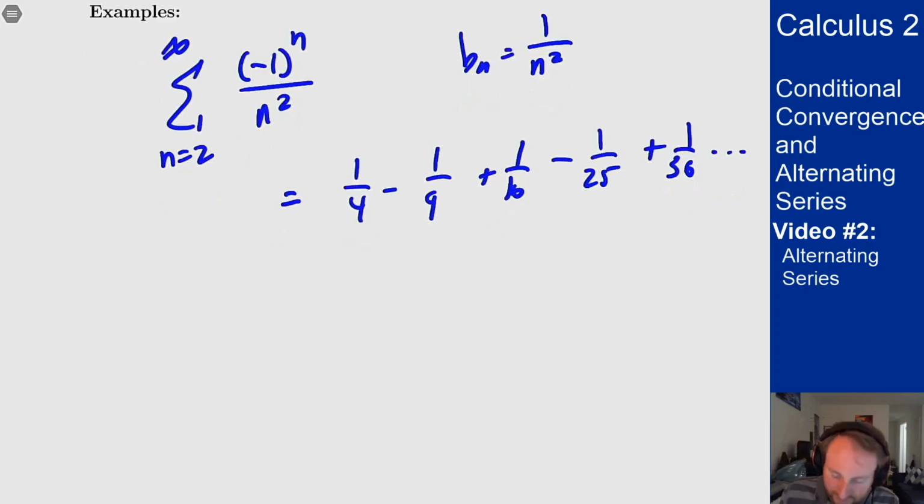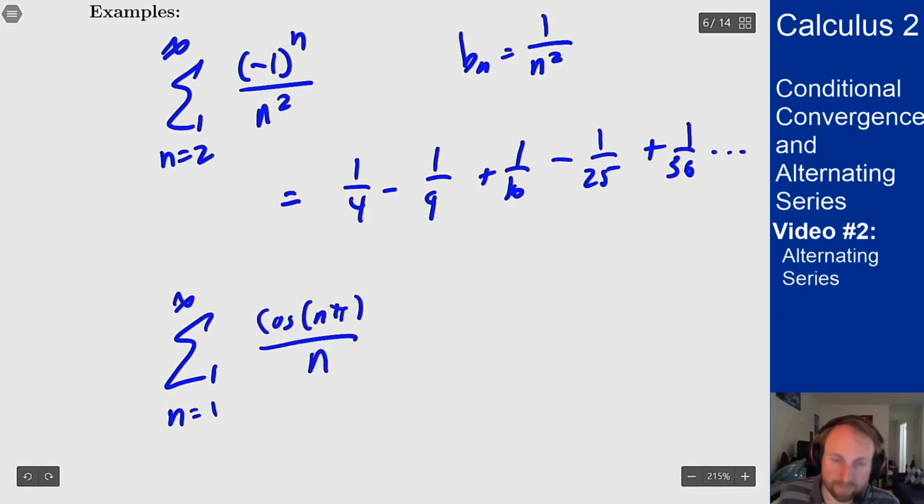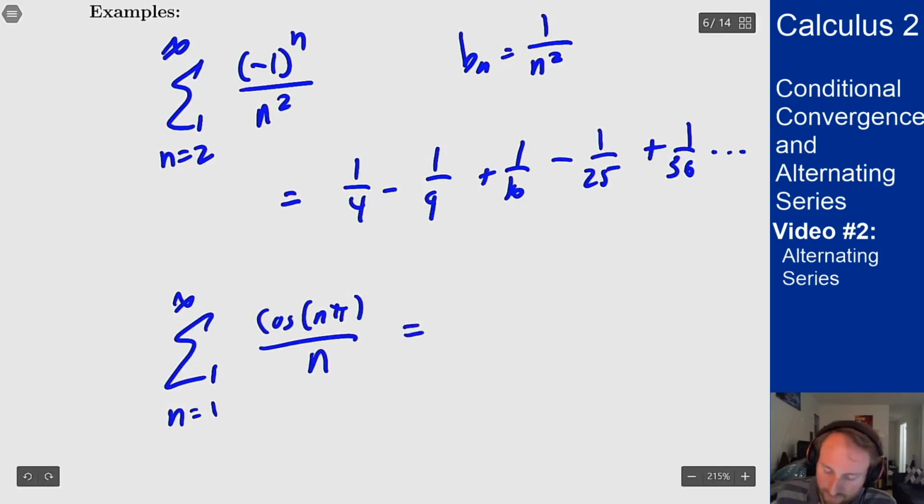You could also see it written in the following way. Say n from 1 to infinity, cosine of n pi over n. Now cosine of n pi goes minus 1, 1, minus 1, 1, so this works with the alternating series concept. This would start with minus 1 plus 1/2 minus 1/3, and so on.